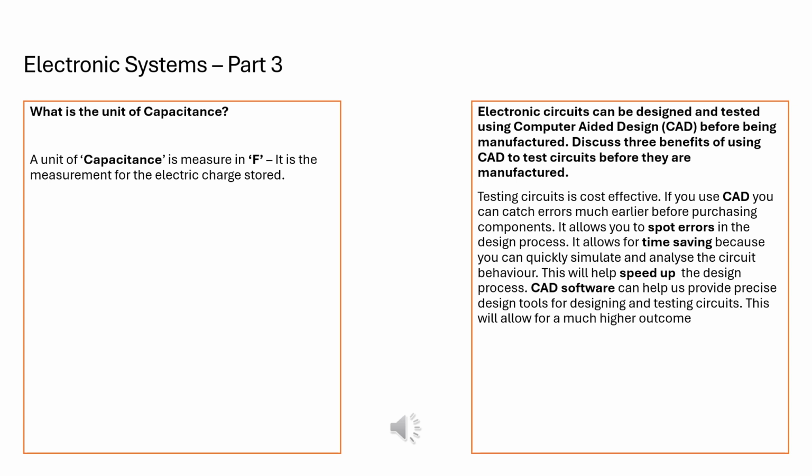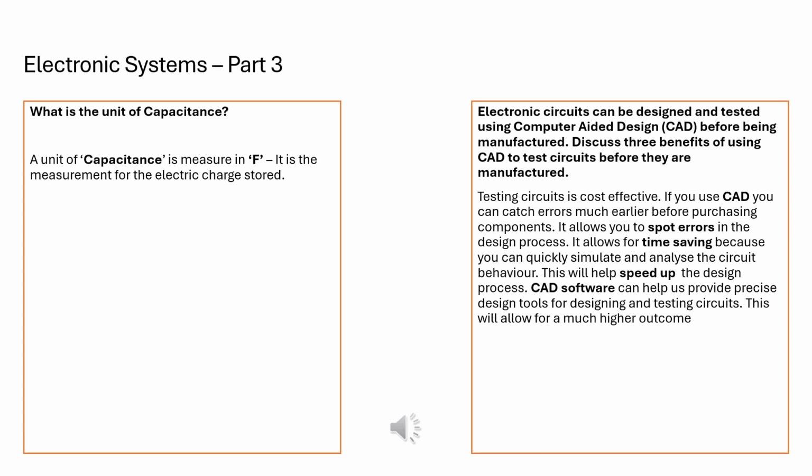Now, electronic circuits can be designed and tested using CAD. But we need to discuss the benefits of using CAD before the circuits are actually manufactured. So testing circuits is actually cost effective. If you use CAD, you can catch errors much earlier before purchasing components. The great thing about this is it allows you to spot errors in that design process. So if something's gone wrong, we're able to actually stop it before it becomes a bigger issue.